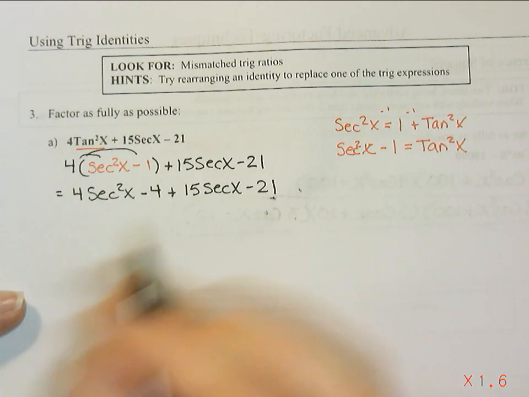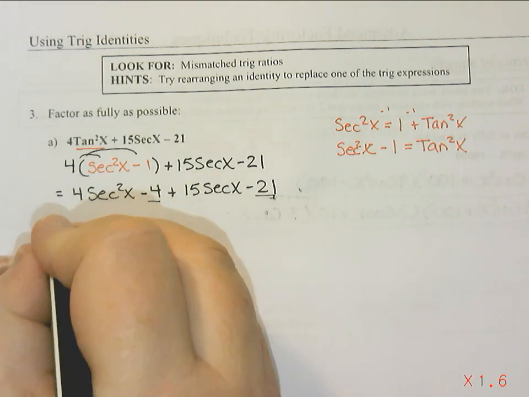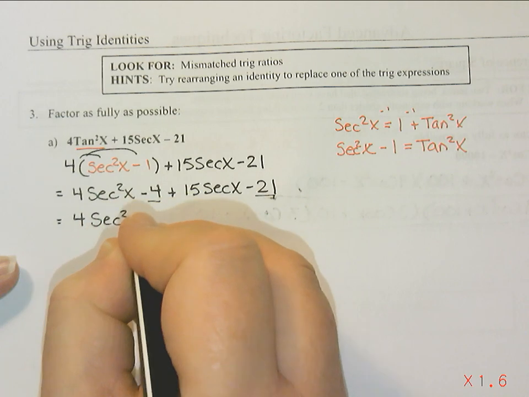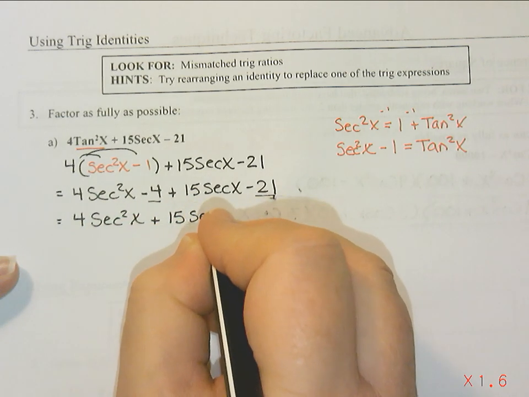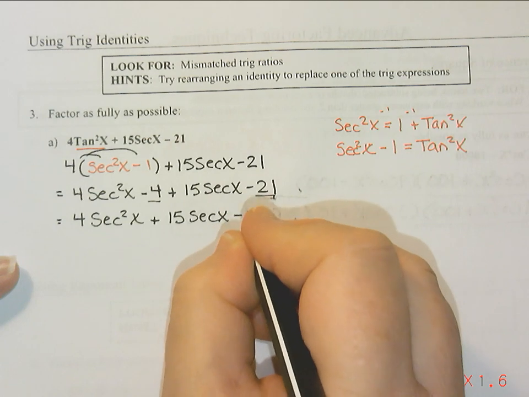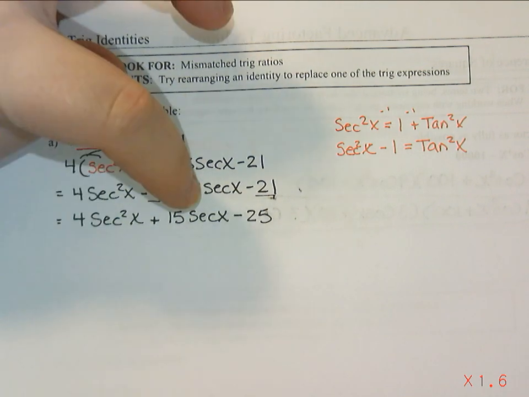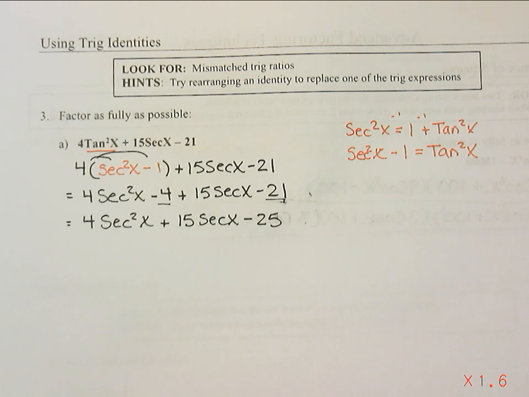I do have some like terms here. I can put the minus 4 and the minus 21 together, and that gives me 4 secant squared x, plus 15 secant x, and then minus 25. Okay, from here I notice that I have 3 terms, right? We've got something with a square, something without a square, and then just a number. So I should be able to use decomposition.